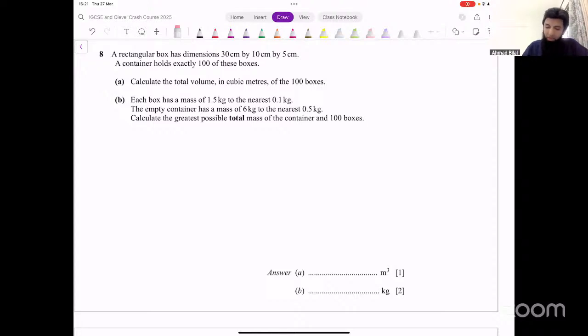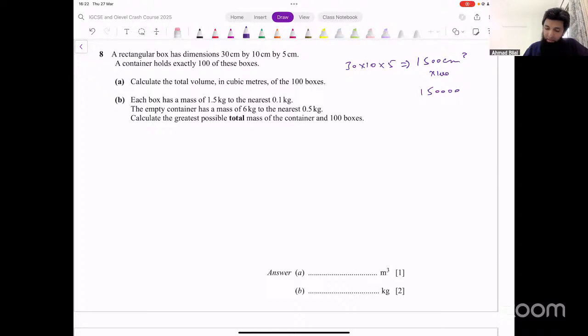Okay, so we have a rectangular box that's given by 30 times 10 times 5, and that's 300 times 5, which gives us 1500 centimeter cube, right? When we multiply these three numbers, 300 times 5, that's 1500. But then we have 100 of these boxes. This is for one box. We multiply this by 100, and that gives us 150,000.